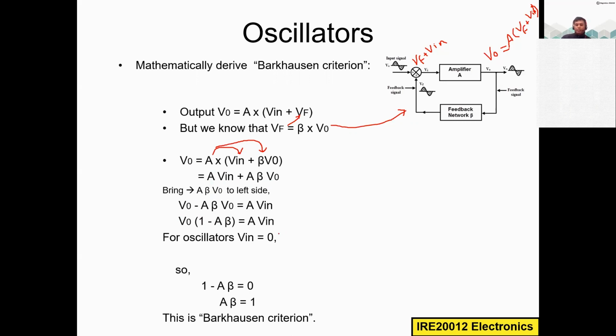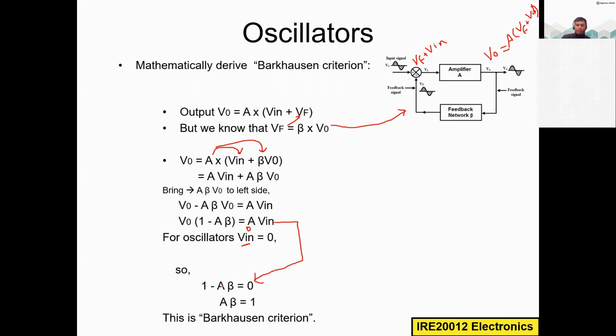So for oscillators, we know V in is equal to 0. So if you apply the 0 value here, then this equation will become like this. V naught times 1 minus A beta is equal to 0. And then V naught, if you bring this side, it will become 0. So 1 minus A beta is equal to 0. Finally, we will get like this.